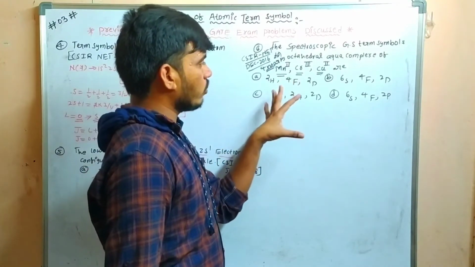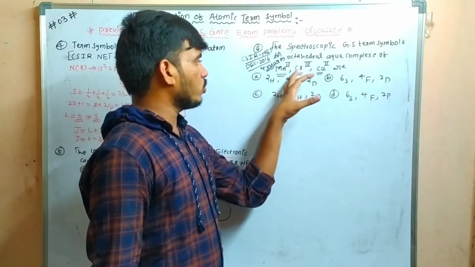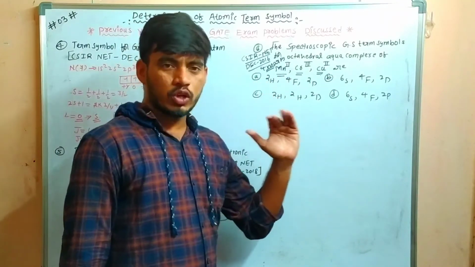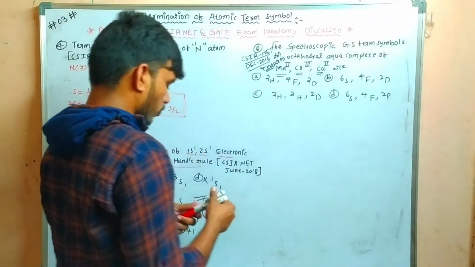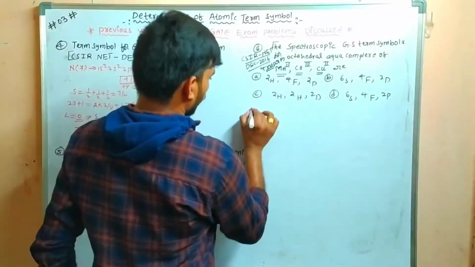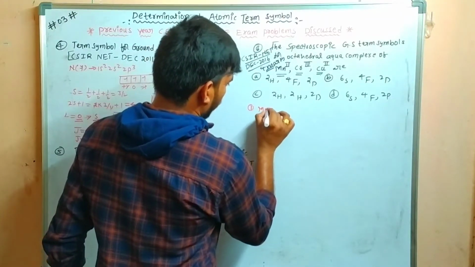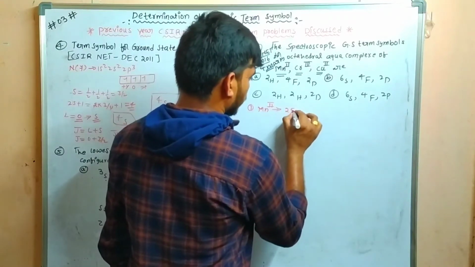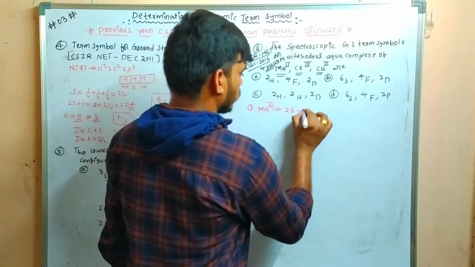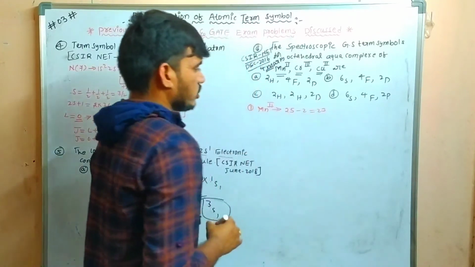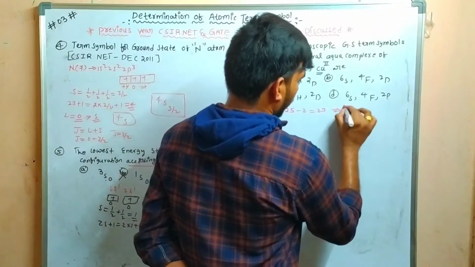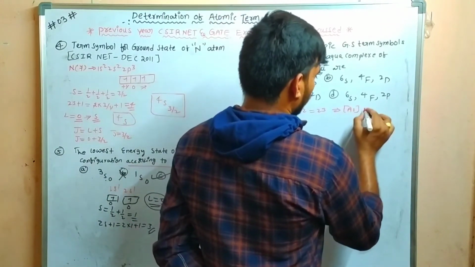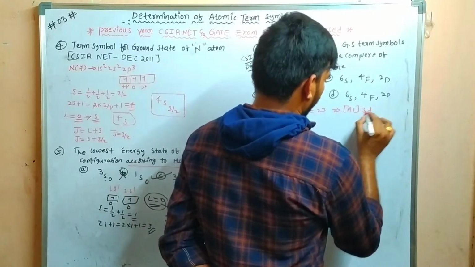So first of all, you have to focus on these Mn2+, chromium 3+ and copper 2+ complexes. One by one you have to calculate the term symbols. The first one is Mn2+. The atomic number of Mn is 25, and here the oxidation state is 2+, so this is 23. The electronic configuration is argon 3d5.